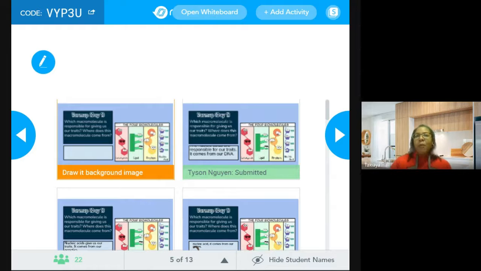Where do we get our macromolecules as animals? How do we get or obtain our macromolecules? How do we get it? Because we know we need carbs for energy, right? So how do we get it?